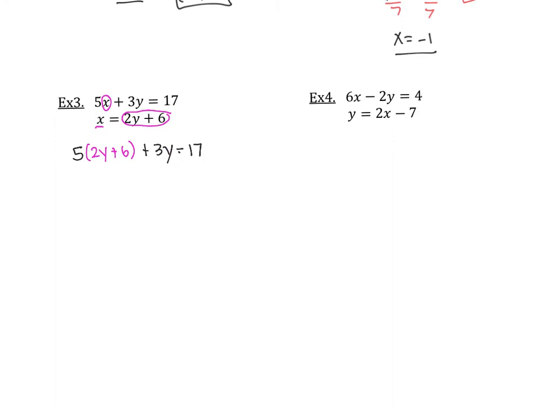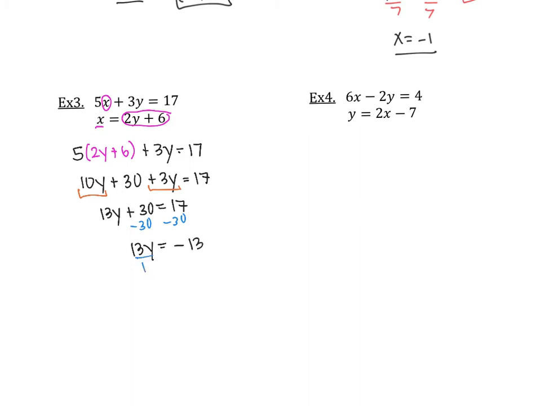Okay, I'm going to distribute. 5 times 2y is 10y. 5 times 6 is 30. I have 10y plus 3y, so that's 13y. Negative 13. So I found that y equals -1, which is good, but I still need x.